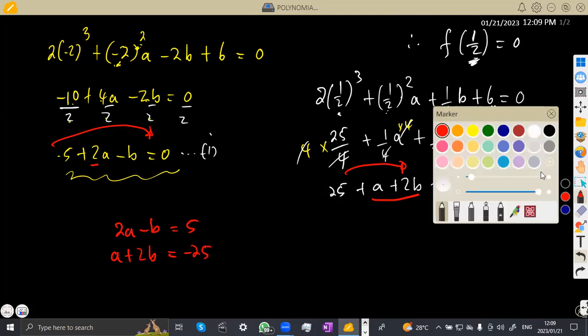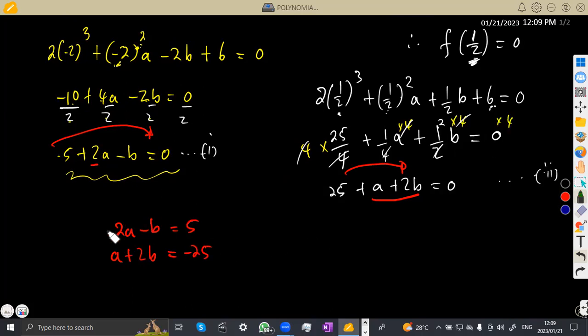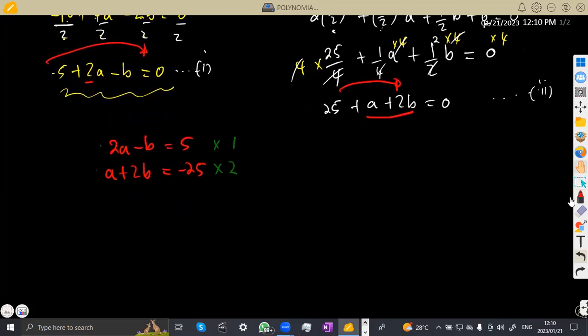Remember that when you are eliminating, you are supposed to make sure that these two are the same. So you can multiply by 1 on top, then by 2 below. 1 times any number remains as it is, so it's going to be 2a minus b is equal to 5. 2 by a, that's 2a. 2 by 2, that's 4b, which is equivalent to 2 by negative 25, that's negative 50.